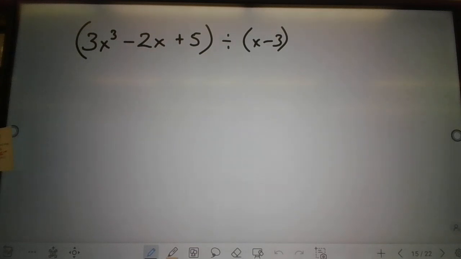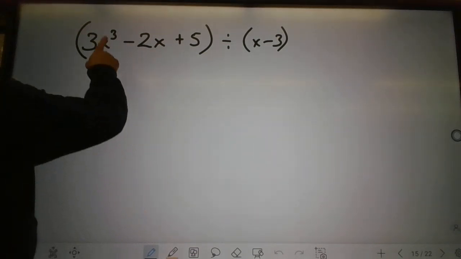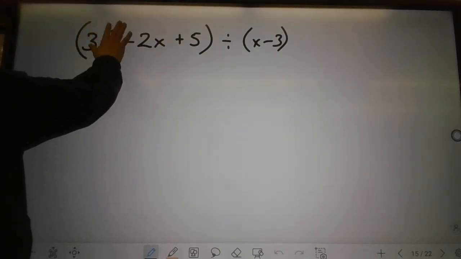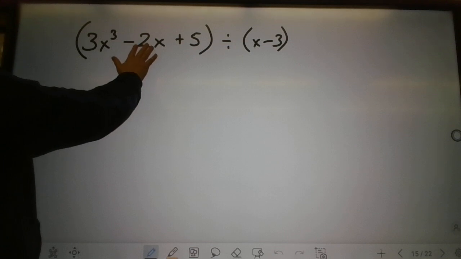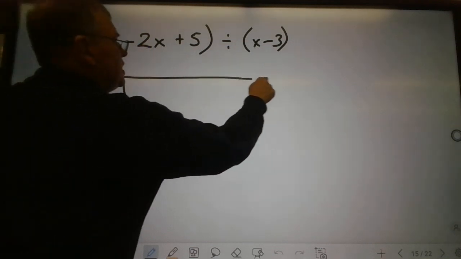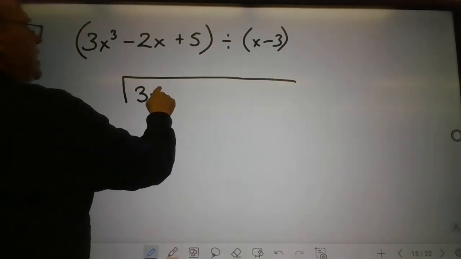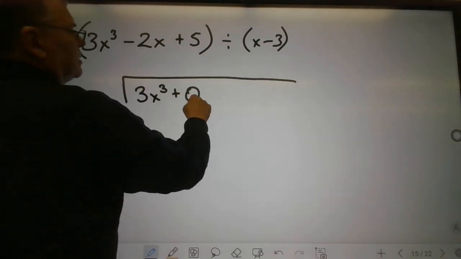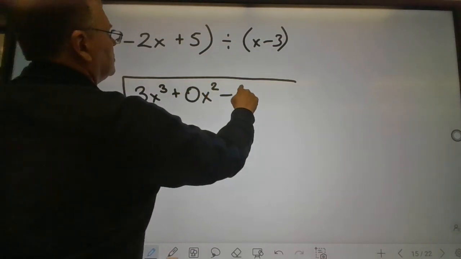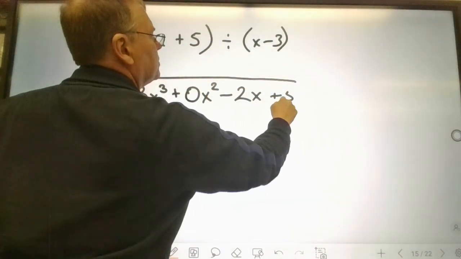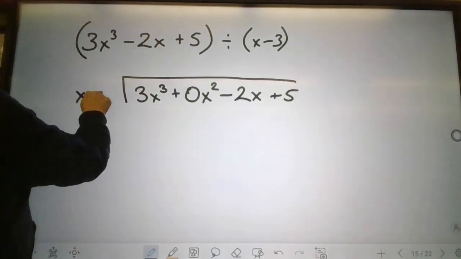All right, so let's try this one. Oh, look at this. I've got an x cubed, but I don't have any x squareds. So when I put this in here, I have to put a 0x squared, because that'll play a part later on. Dividing by an x minus 3.